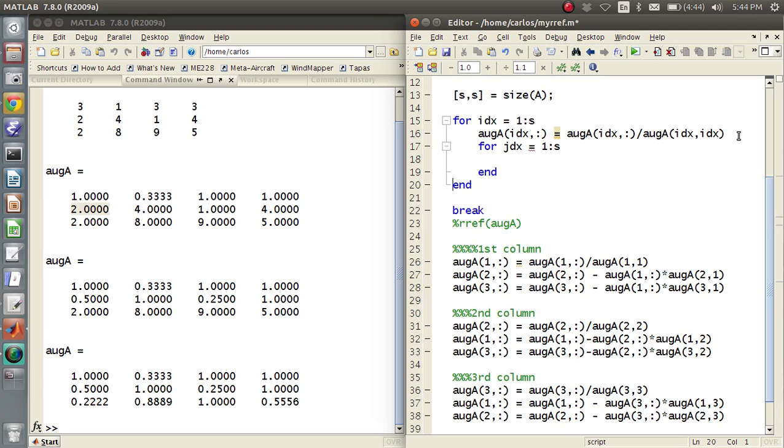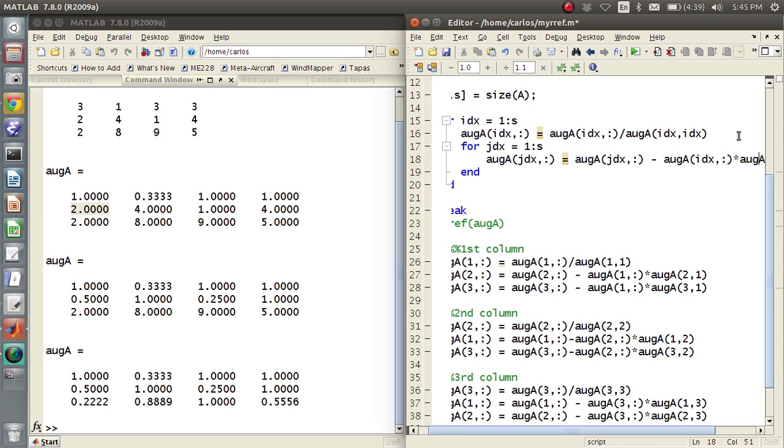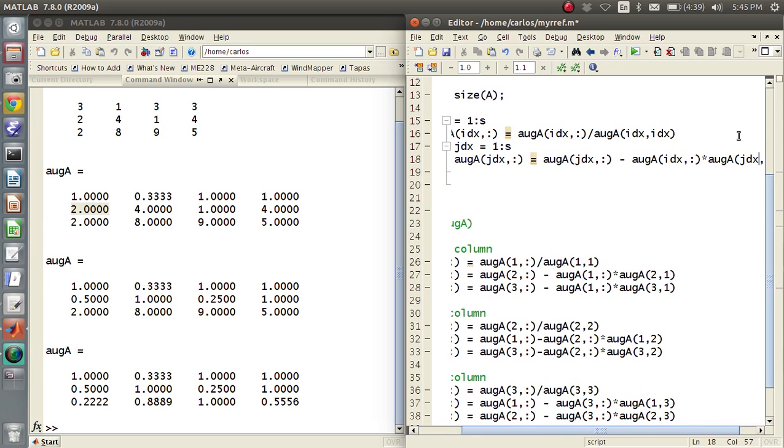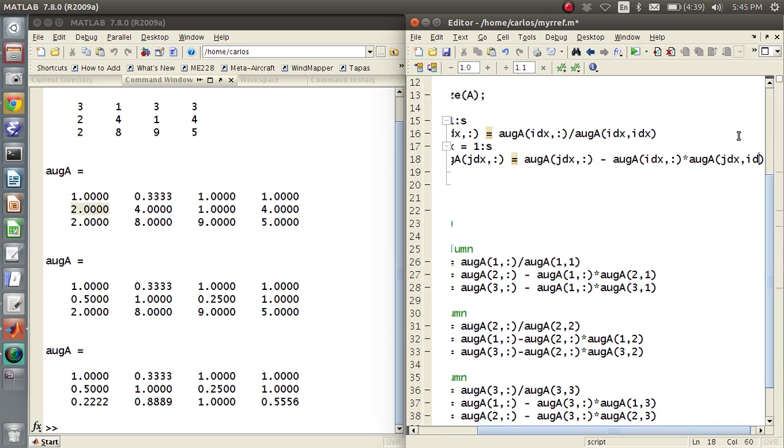And so what I need to do is copy this line of code here, but I need to replace it with I and J's DX. So this 2 is actually the J. So every time I see a 2, I need to replace that with JDX. And every time I see a 1, I replace that with IDX. So I see a 2, JDX, and a 1, IDX.